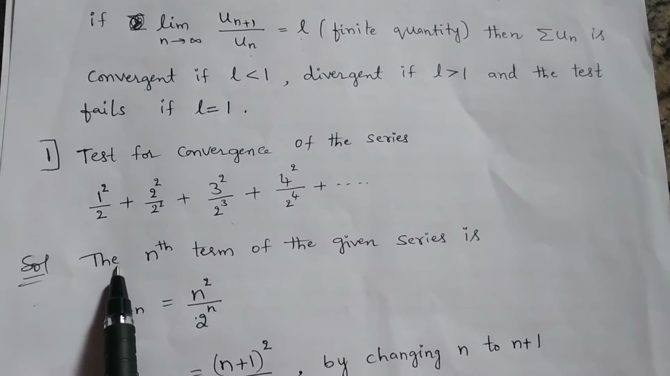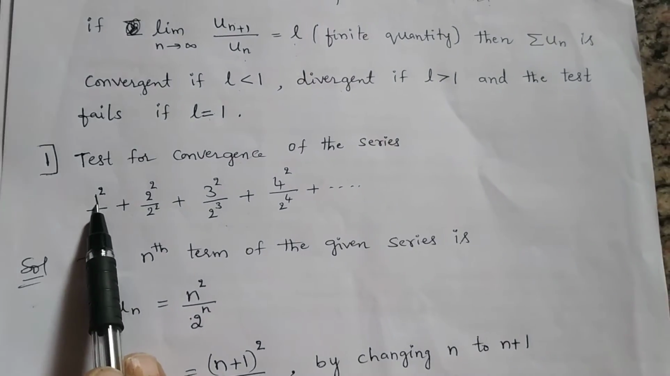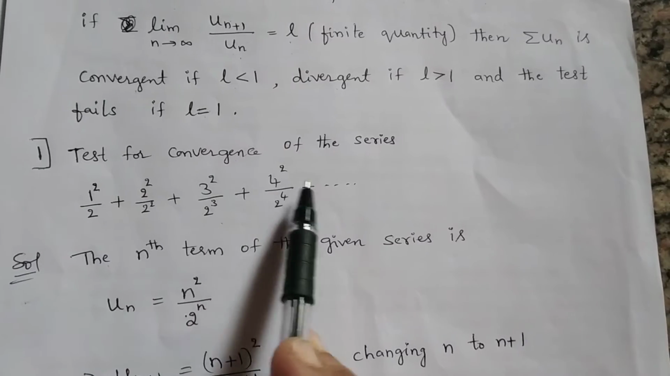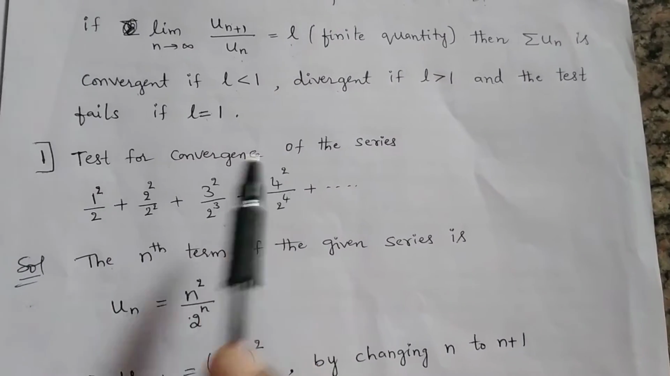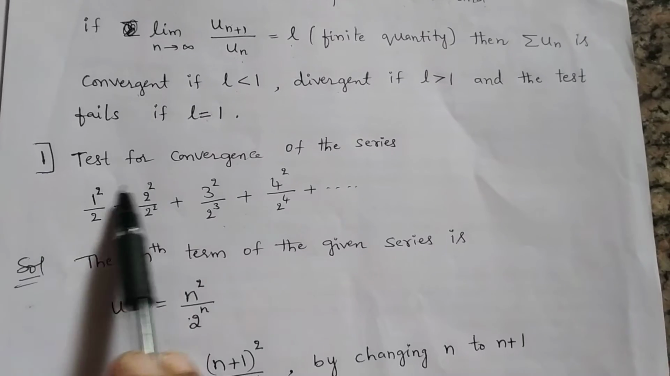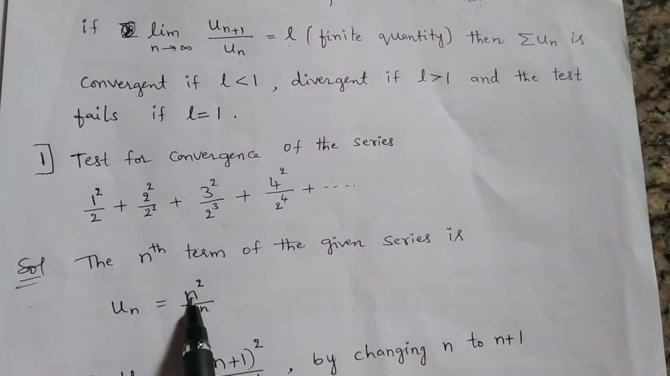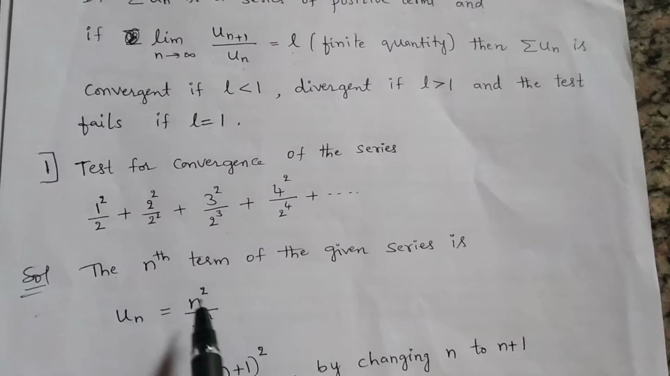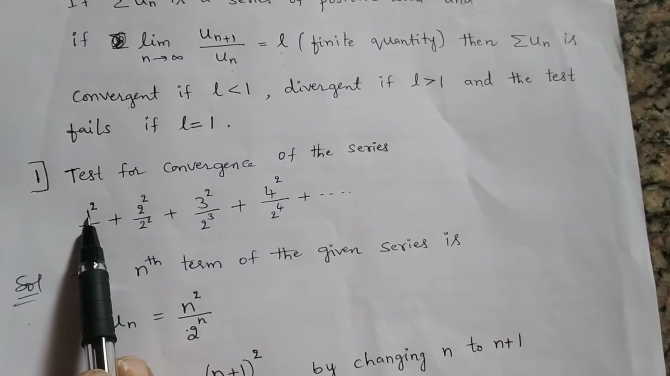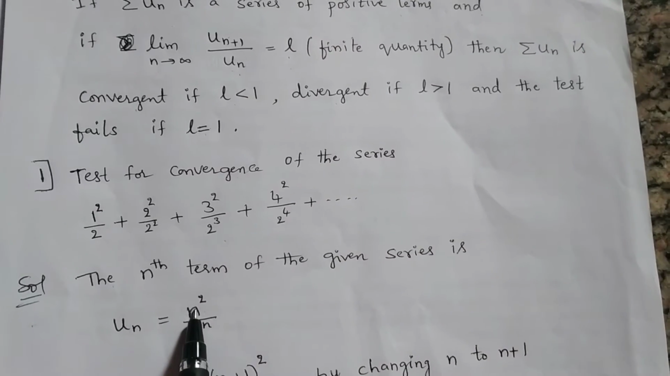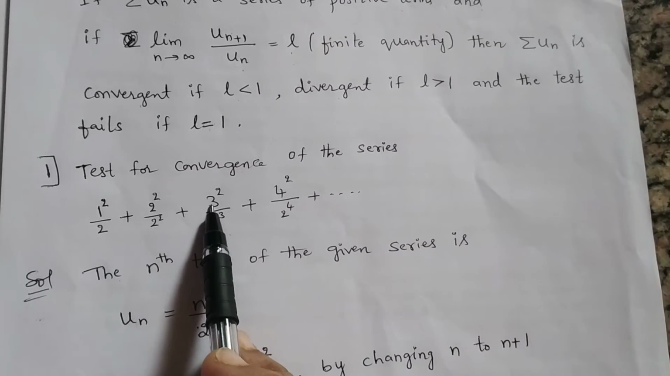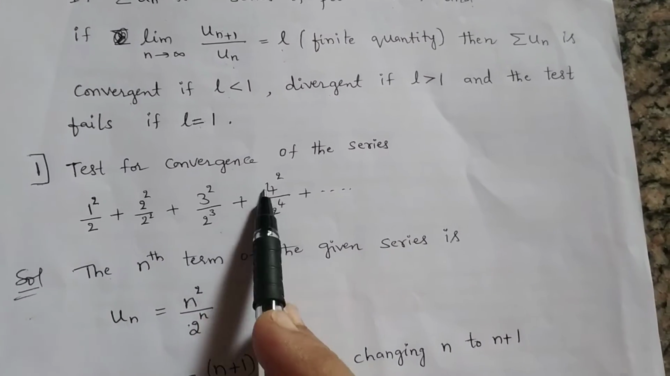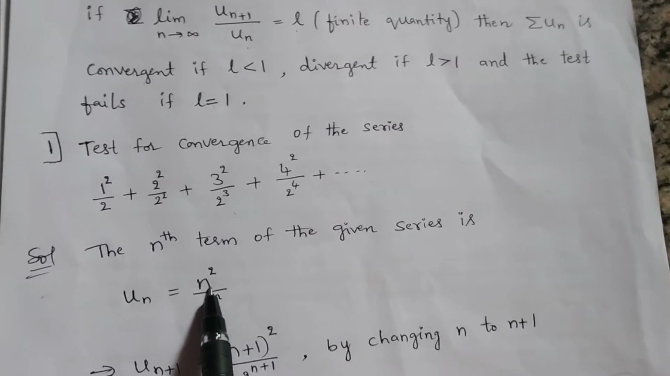So how to identify the nth term? Observe the series. How the series sequence is given. 1 square, 2 square, 3 square, 4 square. So in the numerator, it is of the form n square. Whenever you put n is equal to 1, I should get the first term 1 square. Whenever I put n equal to 2, I should get the second term. Put n is equal to 3, third term 3 square. n is equal to 4. In this way I have to find the nth term.